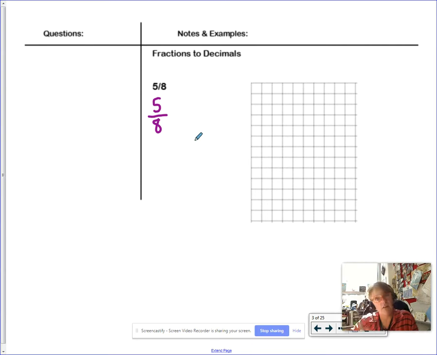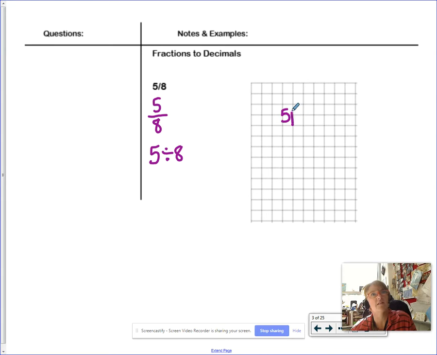Sometimes we write it vertically this way. That's easier to do by hand, not so much by computer. And it also means this, 5 divided by 8. Okay, so if I have a fraction, I can turn it into a decimal just by dividing. All right, so I'm going to do this.